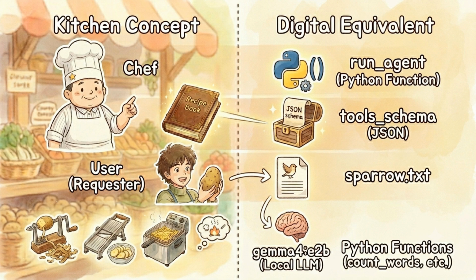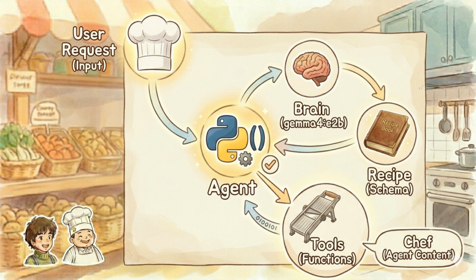In this digital kitchen, our chef is a Python function called runAgent. But a chef needs a mind to think, right? The brain inside our chef's head is a local LLM named Gemma 4 2.3 billion parameters. The raw potato we brought from the market is our file, sparrow.txt. Our kitchen tools are 3 specific Python functions: count words, count vowels and consonants, and save analysis. The recipe book that tells our chef's brain how to use those tools is called the tool schema. And finally, our finished plate of crispy potato fries is the output file, information.txt.